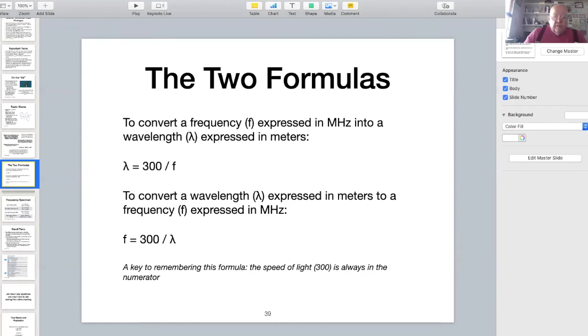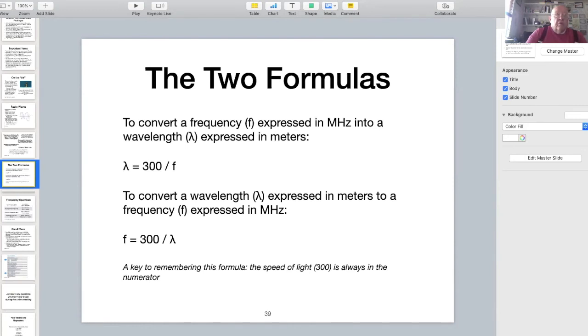As said previously, there are 5 important formulas for the technician class license exam. These are the first 2 of these formulas. To convert a frequency, f, expressed in megahertz, into a wavelength, lambda, expressed in meters, the wavelength is equal to 300 divided by the frequency in megahertz. To convert a wavelength in meters to a frequency in megahertz, the frequency equals 300 divided by the wavelength.